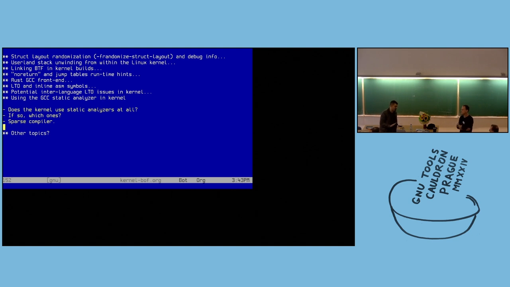Does that basically require touching every line of code in the kernel that uses __user or __kernel? Well, all of those are macros, right? So they're defined to be. Yeah, and that's also part of the static analyzer.